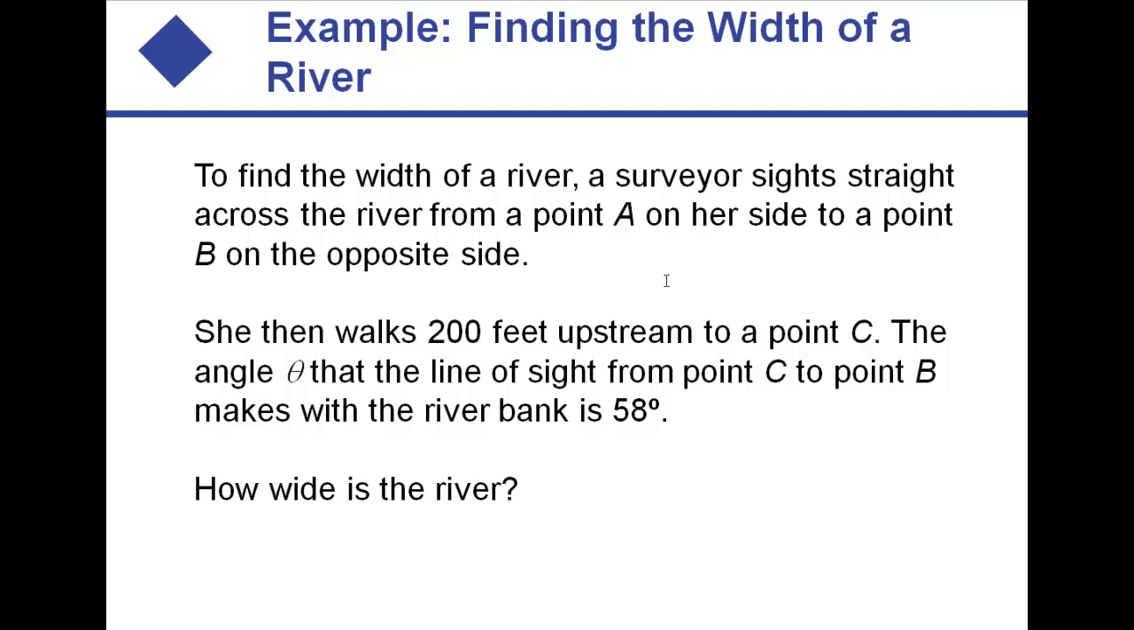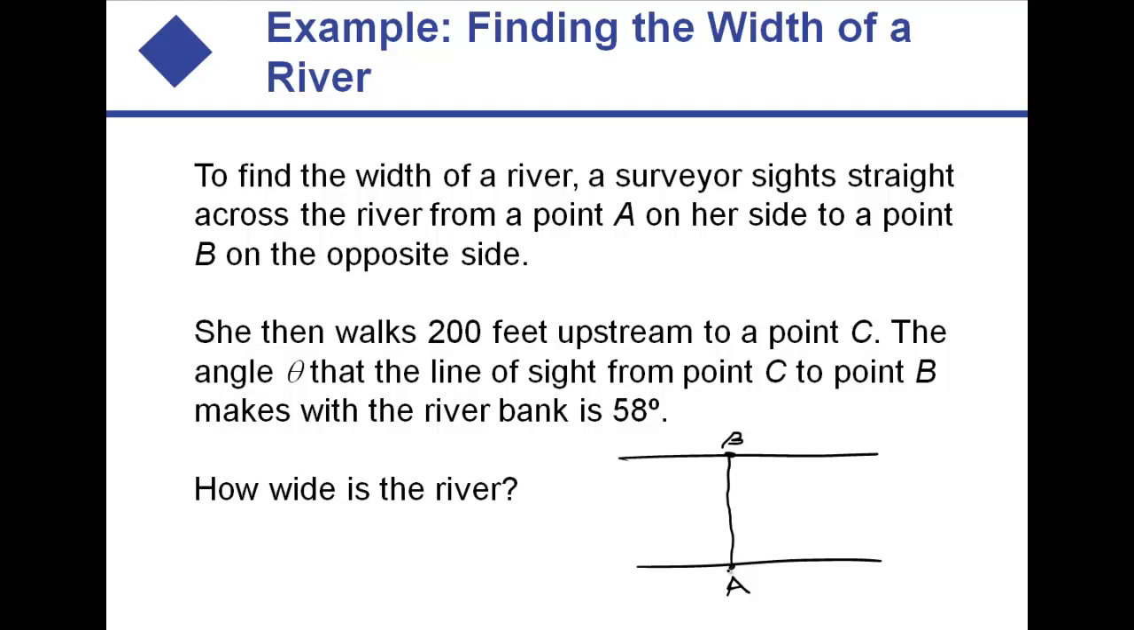Okay, you can see that the hardest part about a word problem is going to be drawing the picture. To find the width of a river, a surveyor sights a straight line straight across the river from point A on their side to a point B on the opposite side. Okay, so let's draw that picture. Here's the river. If we go from this point straight across to this point, that's B, this is A, point A on our side.